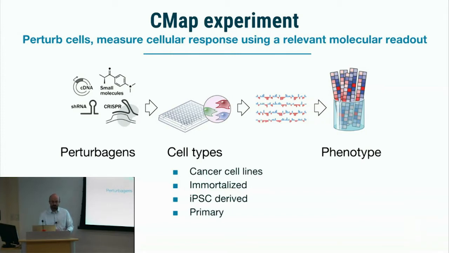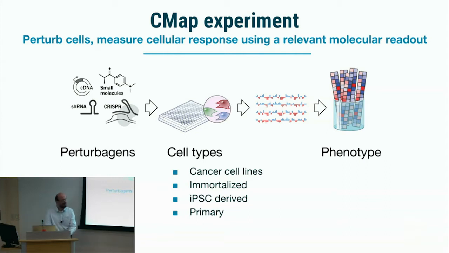So the experiment that we do that generates a signature is pretty straightforward. We perturb some cells. So we have some cells generally in a plate, and we apply some type of perturbagen. The main ones we do are shRNA, small molecules, CRISPR. We do some overexpression constructs. And then we measure a phenotype of what happened as a result of applying that perturbagen.